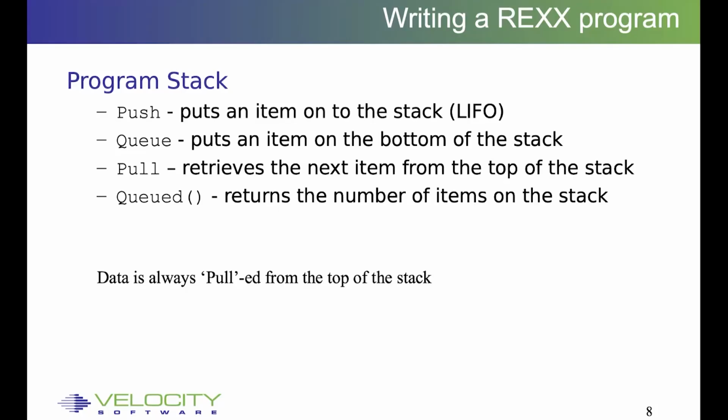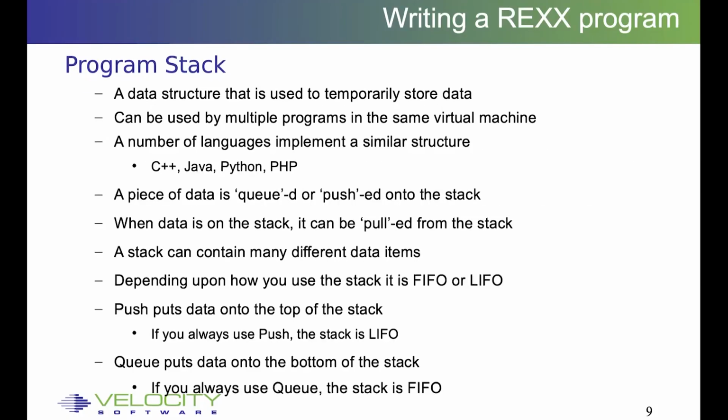Push puts an item onto the program stack, and we're going to talk about how the program stack works next. Queue puts an item onto the bottom of the stack. Pull retrieves the next item from the top of the stack. And queued returns the number of items on the stack. In REXX, data is always pulled from the top of the stack. There is no way to get to elements later on in the stack without pulling off items on top.